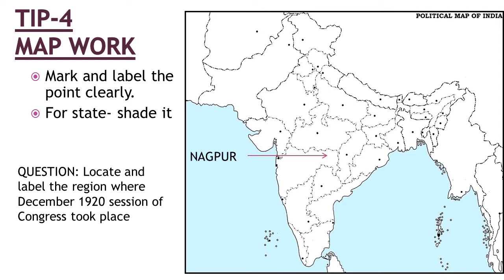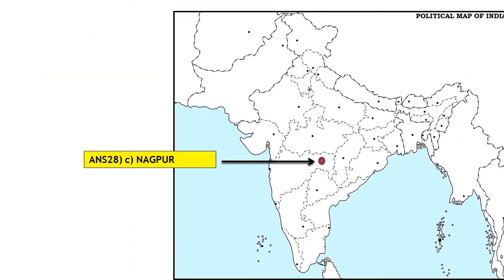See this, some children mark the point like this. Now only making an arrow would mean that you are pointing towards whole state. This is wrong. Some children mark like this. They make a point and they write the answer just on top of the point, but they do not point towards that point. This is also wrong. Correct way of marking is this. Make a point, make an arrow pointing towards that point and write the answer, plus write the answer number and the part, that is answer 28 part C.